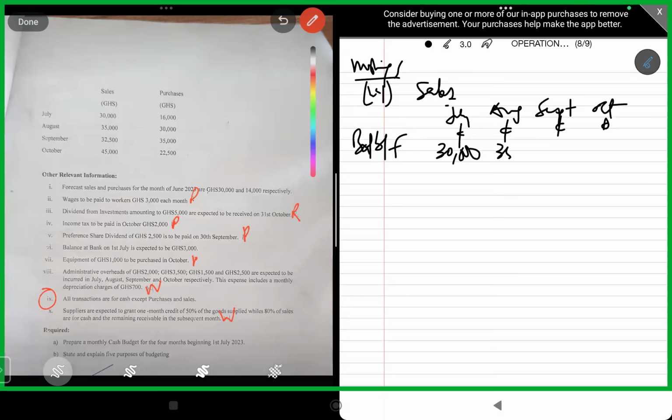August 35,000. September 32,500. October 45,000. Are you good? All right. What is next? Now let's go and find. Now look at it. It says that forecast sales and purchases for the month of June. Whenever you are constructing the workings, you have to include the June. Okay.